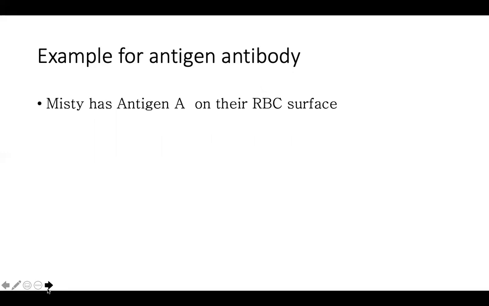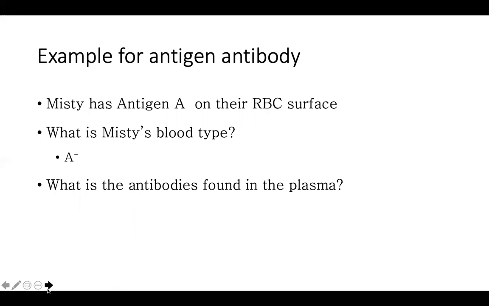So let's say Misty has antigen A on their red blood cell surface. First question is, what is Misty's blood type? So take a moment. Antigen tells me my blood type. If I only have A on the surface of my red blood cells, then my blood type would be A negative. The negative component comes from the fact that I have no Rh antigens. So what are the antibodies that are found in the plasma? It should not be A, because A is already in the antigen, so your options would be B and Rh.